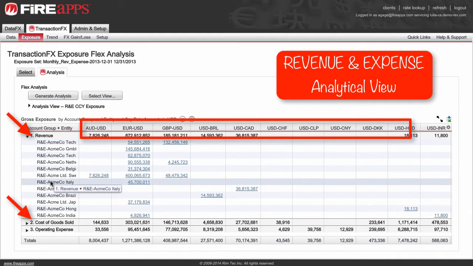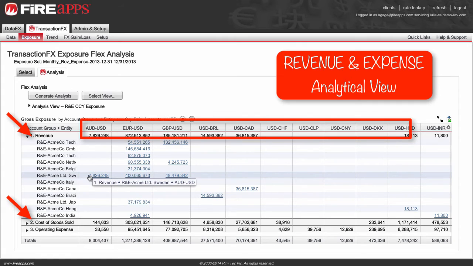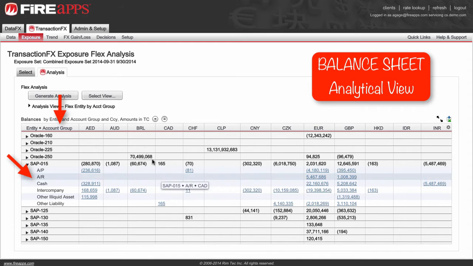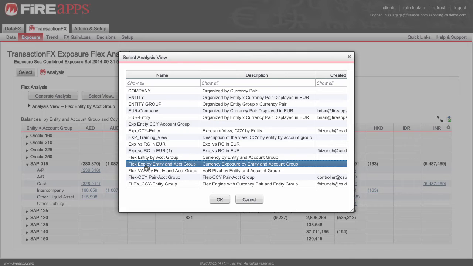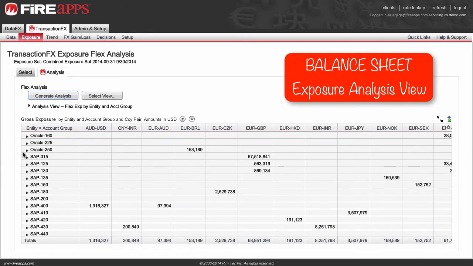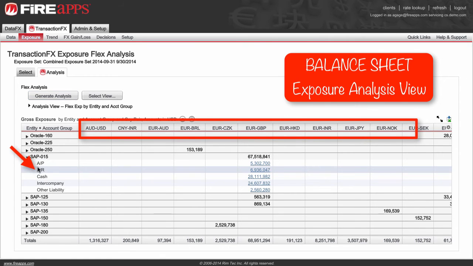Our last example of analyzing currencies as they flow through your financial statements brings us to the balance sheet. With FiREapps, this is where you'll fully understand what currencies are passing through specific general ledger accounts for your legal entities. In a similar tabular-oriented view, you will see currency exposures related to currency pair relationships. Moving to the exposure analysis view, you will see the entities you have exposures in, and you have the ability to view even more detail on your currency crosses, specific account groupings, and exposures.